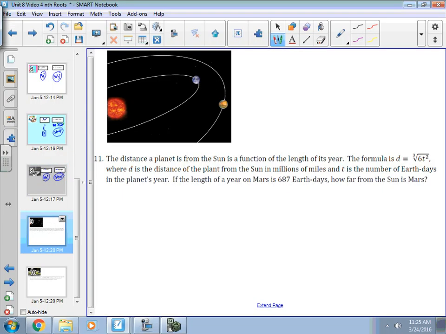All right, a couple of word problems where you would use this. This one says the distance a planet is from the sun is a function of the length of its year. This formula, where d is the distance from a planet to the sun in millions of miles and t is the number of Earth days in the planet's year. If the length of a year on Mars is 687 Earth days, how far is the sun from Mars?